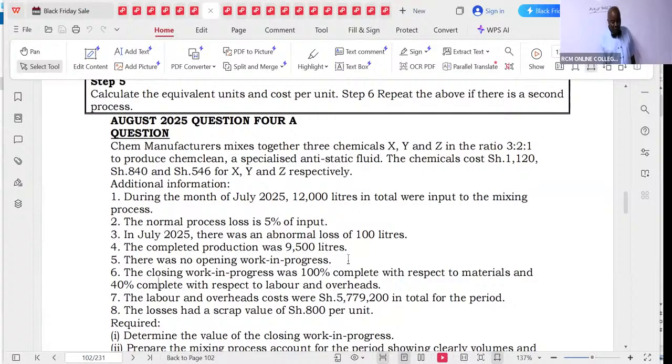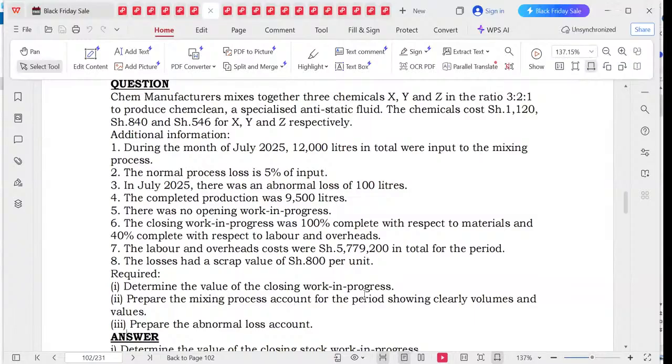There was no opening work in progress. The closing work in progress was 100% complete with respect to materials, and 40% complete with respect to labor and overheads. Number 7, the labor and overheads cost were 5,779,200 in total for the period. Number 8, the losses had a scrap value of 800. Have we been able to read all the additional information, or have we skipped any? We've read all of them.